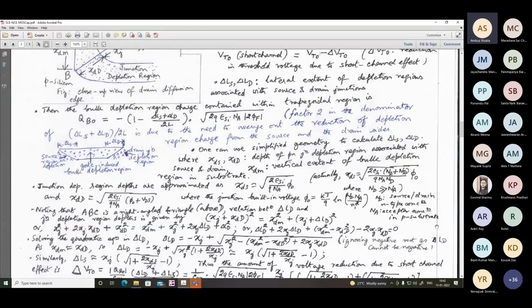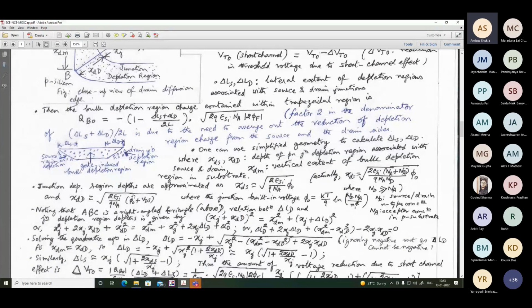And what is phi 0? On the source side, you see VDS is taken to be 0. On the drain side, it is VDS. But on the source side, only phi 0 will be there. This is the built-in or contact potential. The diffusion potential that is given by KT by Q into log of NDNA by NI square, the built-in voltage. But on the drain side, XDD equals root over 2 epsilon Si by QNA into phi 0 plus VDS. That means the reverse biasing effect of the drain to source voltage is there.